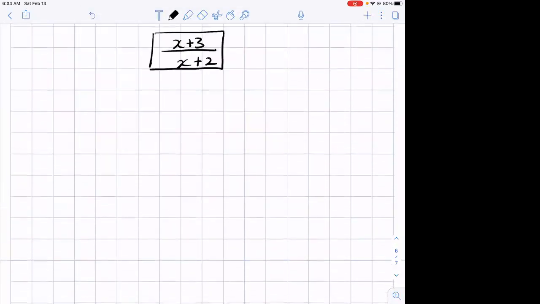So this one here, for example, simplify. This one here, I'll give you 2 of them to simplify. So we have 2 minus 3 over x plus 1/3.